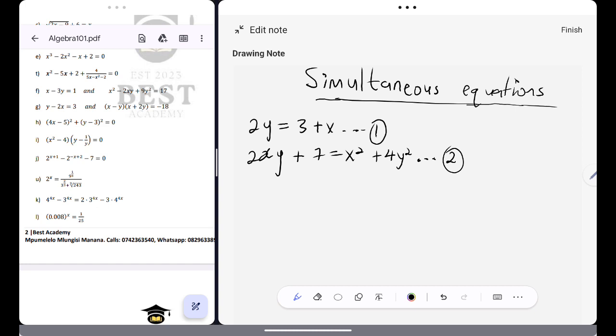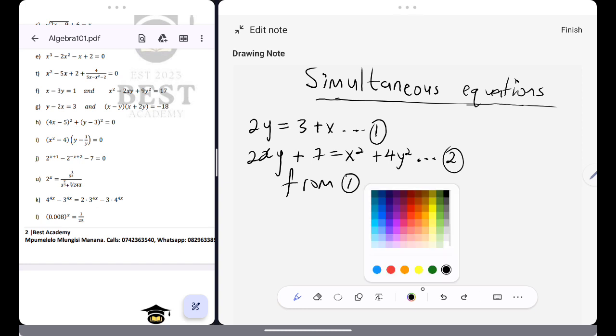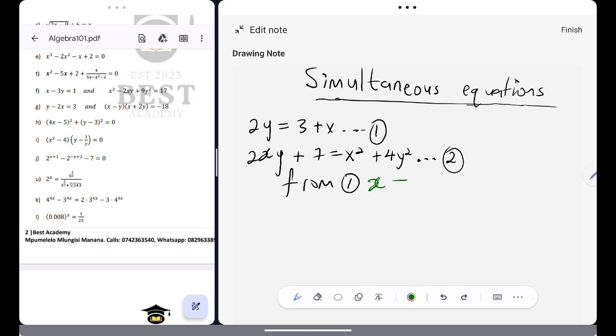So in this case, we'll just pick the easiest equation between the two. I believe the first one is the easiest because it doesn't have a lot of things and it's linear. So from equation 1, you can just isolate x. Let me write it in a different color. x is equal to 2y minus 3. This will become our equation 3. I just took 3 to the other side and isolated x.